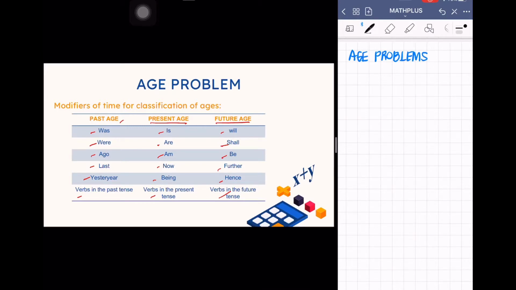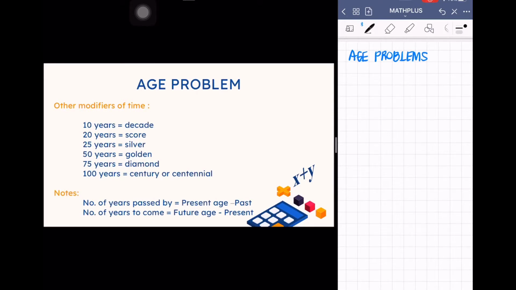In solving age problems, we still have other modifiers of time: 10 years means a decade, 20 years means score, 25 years is silver, 50 years is golden, 75 years is diamond, and 100 years is century or centennial. These words may be encountered on age problems, and you should understand what their equivalent values in terms of years are.